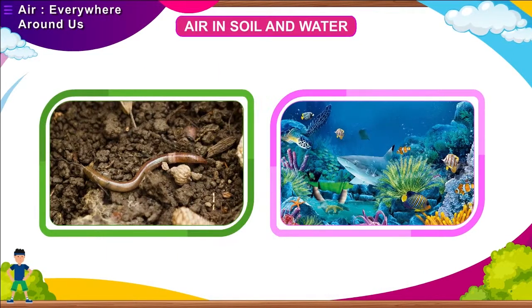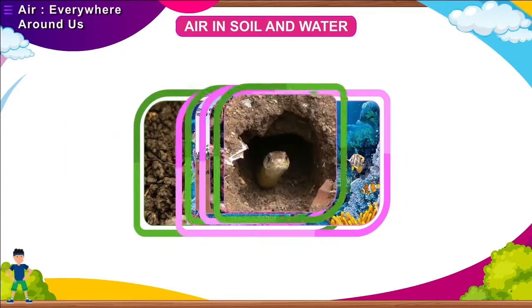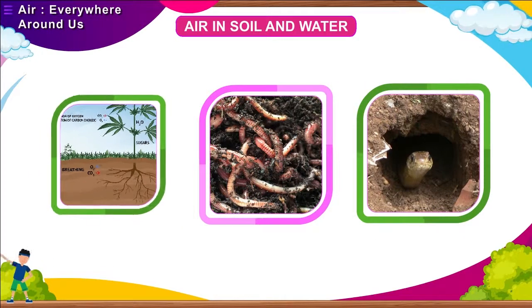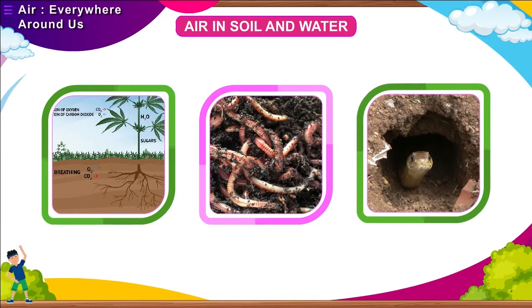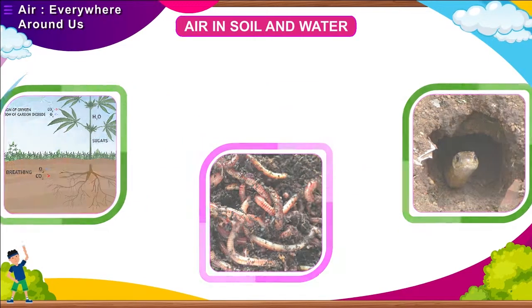Air in soil and water. Air is necessary for life. Then how do the creatures living in the soil and water get the air? Let us see if water and soil also contain air or not. Roots also respire, and creatures like earthworms and snakes, which stay in the soil, also breathe. Thus, it is clear that there is air in the soil.